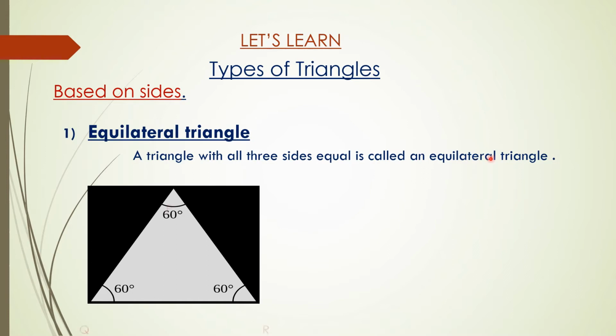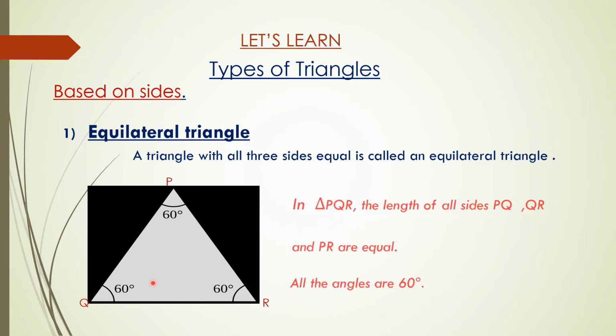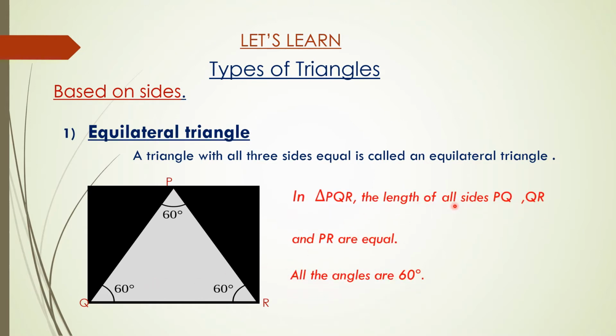And here is the triangle PQR. In triangle PQR, the lengths of all sides PQ, QR and PR are equal. That is, the length of PQ is equal to the length of QR is equal to the length of PR. And in the case of an equilateral triangle, all the angles are 60 degrees.